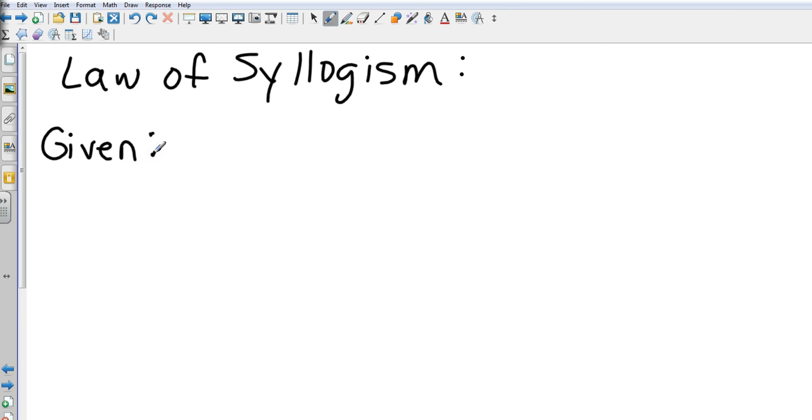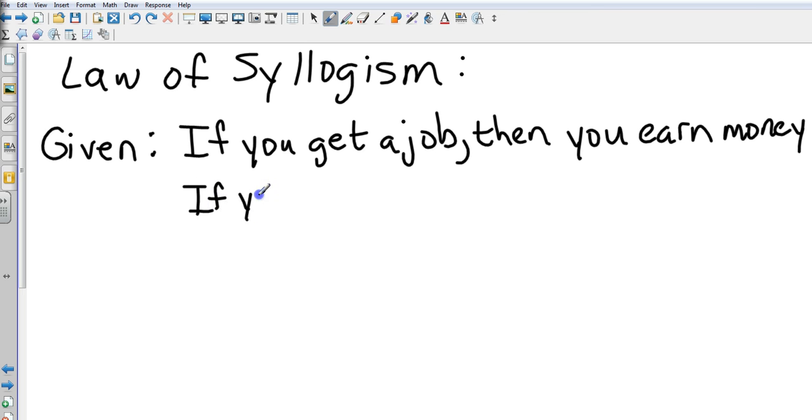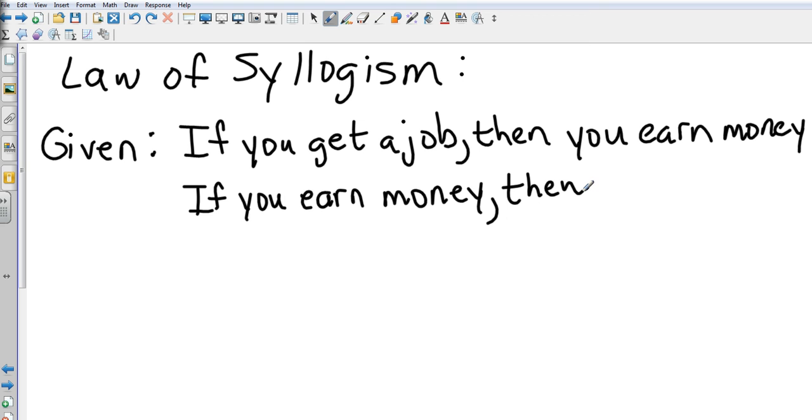Let's say you were given the following statement. If you get a job, then you earn money. Makes sense. If you get a job, then you earn money. Then they're going to give you another given statement that says, if you earn money, then you will buy a car. Okay, let's say you're going into high school and you want to save up to buy a car.